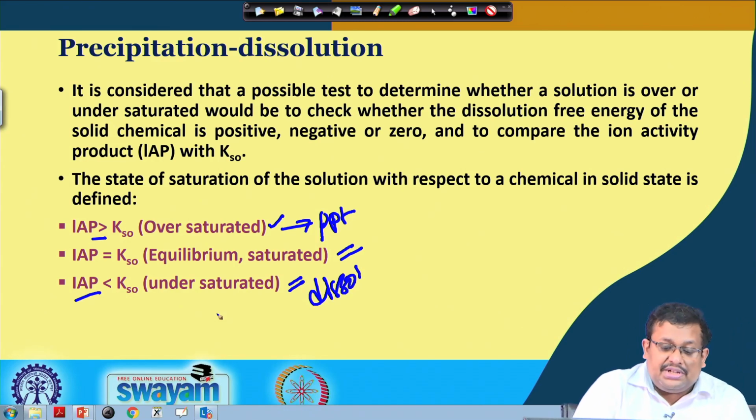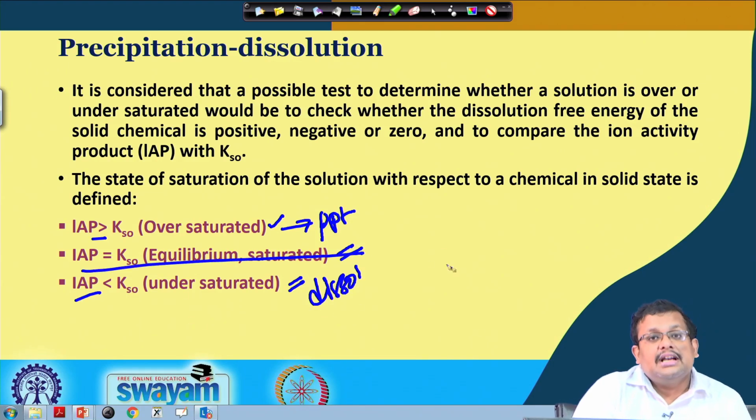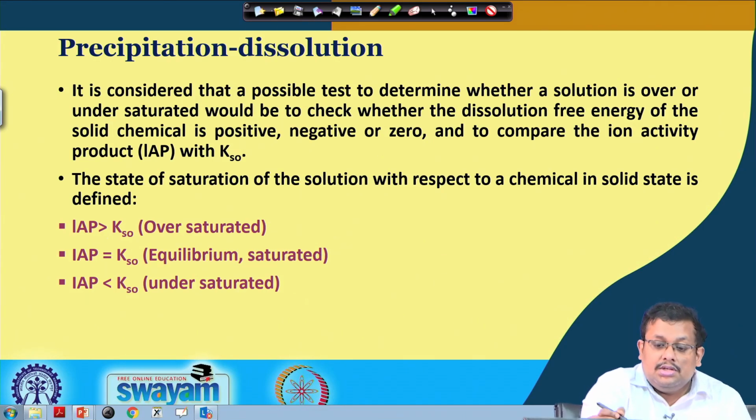In case of precipitation, the ionic activity product has to be greater than KSO, and in case of dissolution this IAP has to be less than KSO. And when the IAP is equal to KSO, then we consider this is an equilibrium or saturated condition. So, I hope that now it is clear.